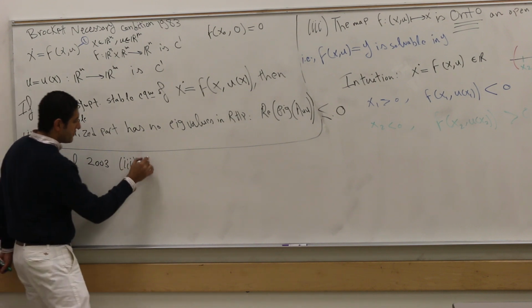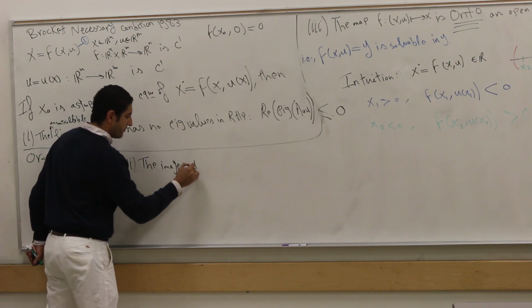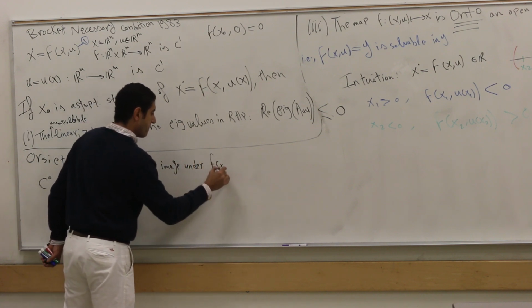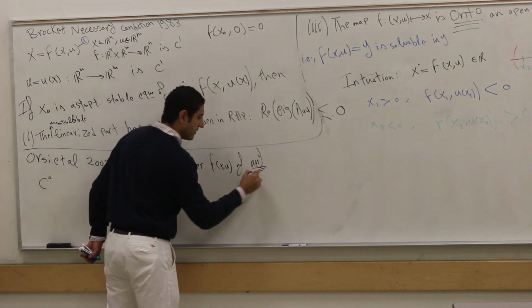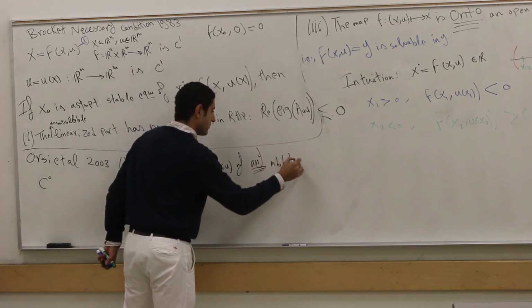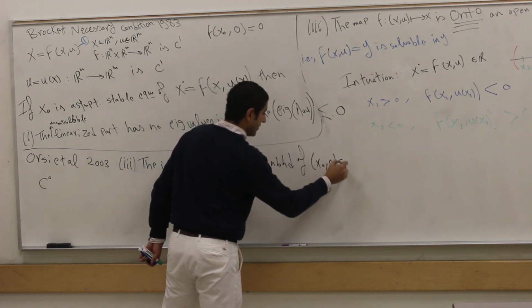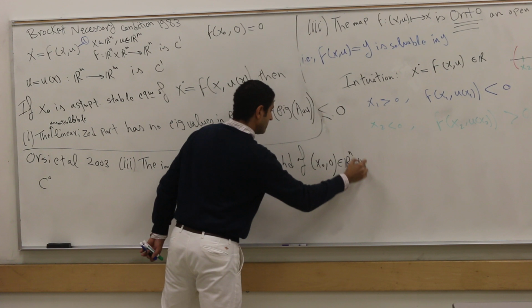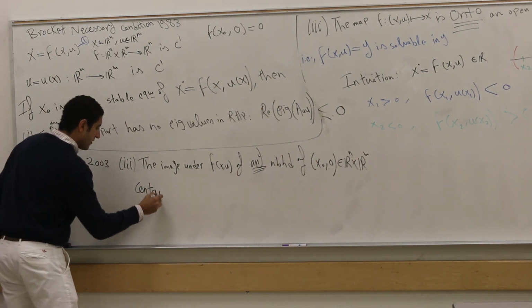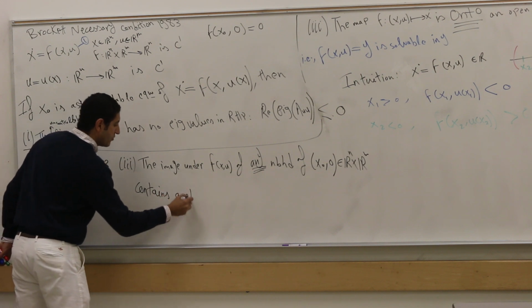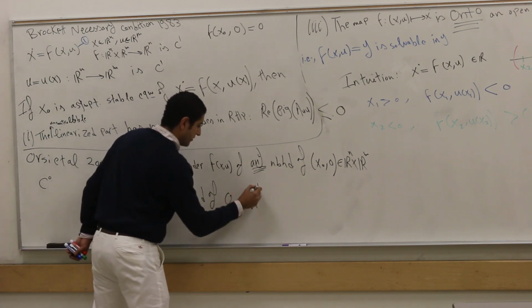He said that the image under F of any neighborhood of x naught and 0 in R^n times R^m contains a neighborhood of 0 in R^n.